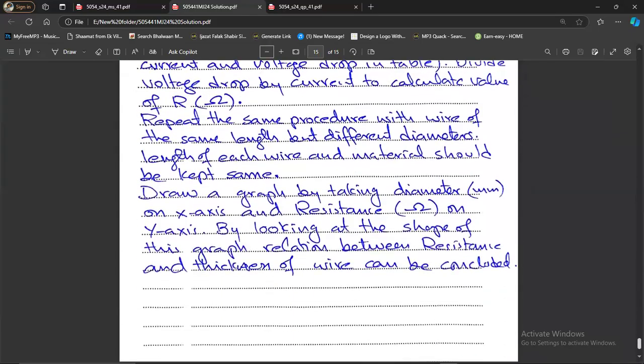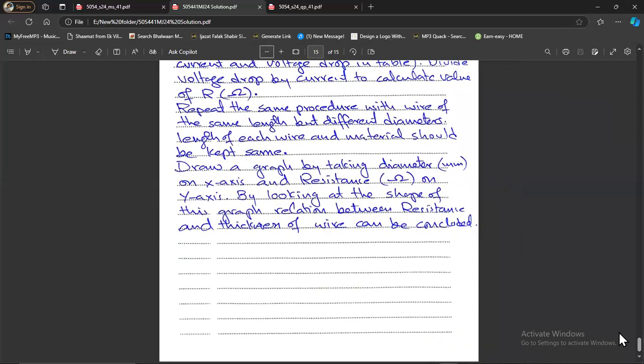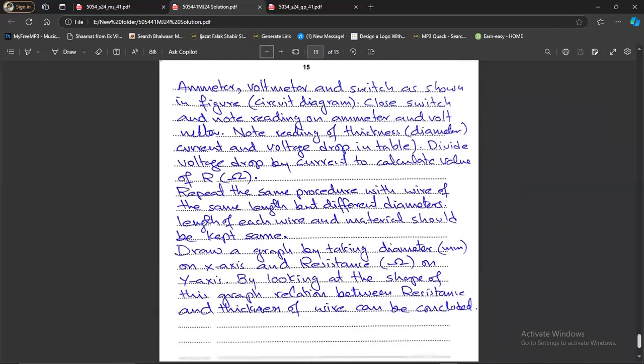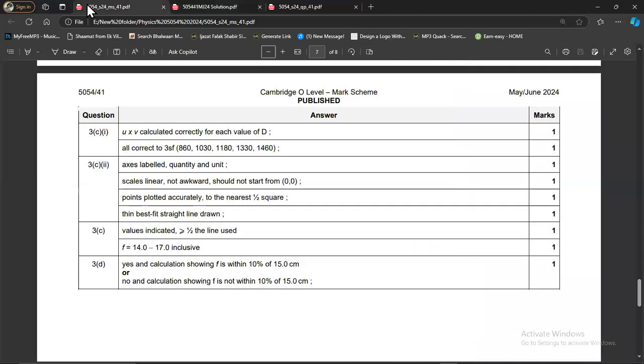Draw a graph by taking diameter on the x-axis and resistance on the y-axis. By looking at the shape of this graph, the relation between the resistance and the thickness of the wire can be concluded. So let me reduce this size so you can see the whole thing together. I hope you can write it in a better way, but this is one example.